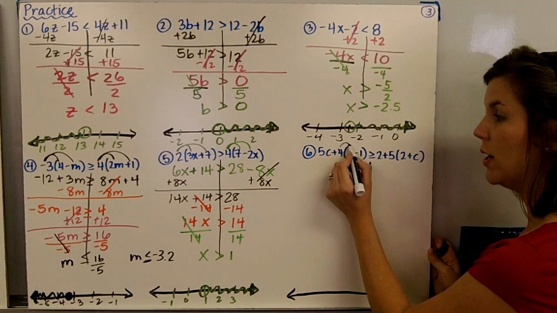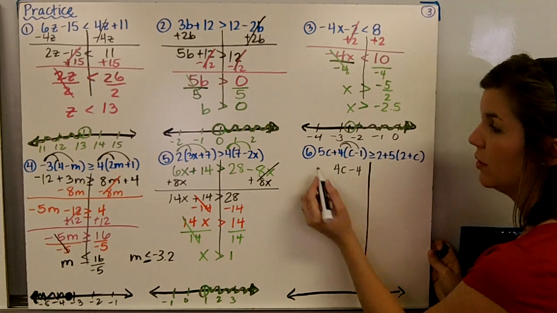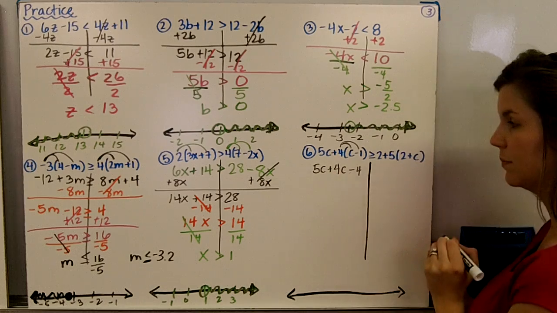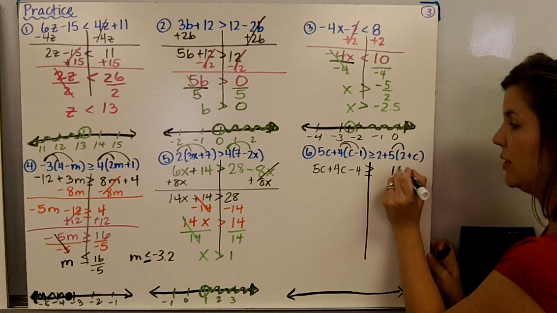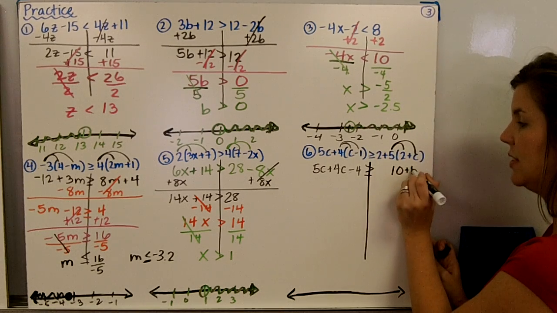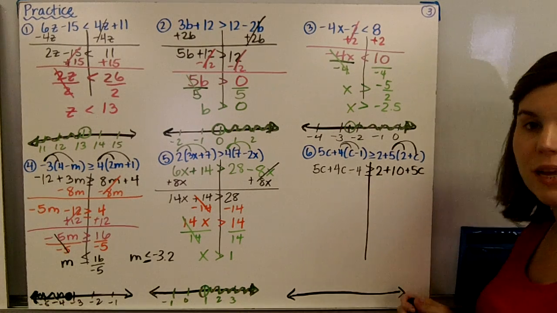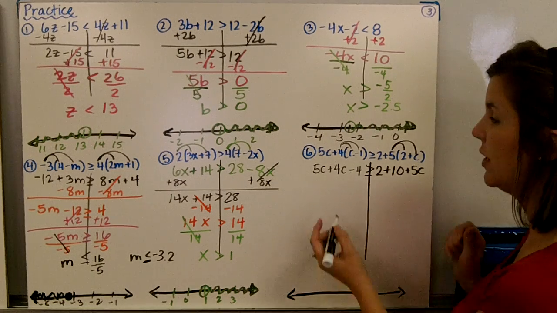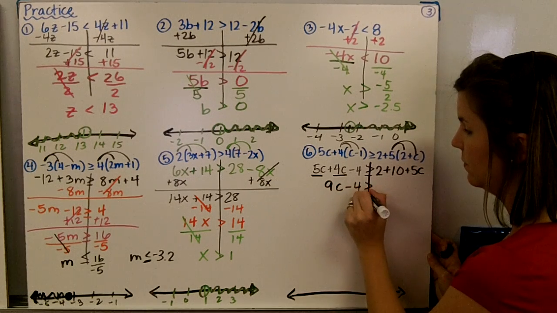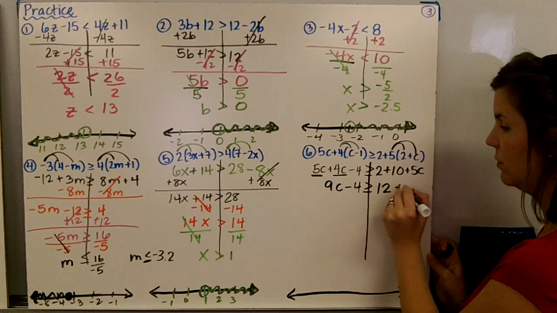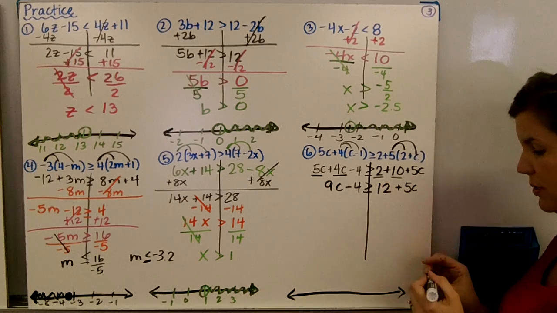And our last example. So I have 4 times c, 4c. 4 times negative 1, negative 4. Carry down the 5c and the plus. This is greater than or equal to. 5 times 2 is 10. 5 times c is 5c. Carry down the 2 and the plus. I have some like terms that I can combine before I start moving things around. So I have 5c plus 4c, that's 9c. 2 plus 10 is 12. So I just combined like terms.